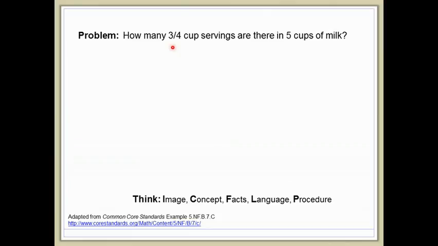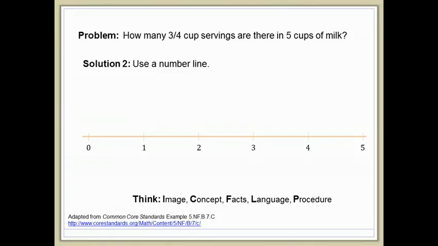So here's the problem again. How many 3/4 cup servings are there in 5 cups of milk? This time we'll use a number line. We'll represent our 5 cups of milk as the segment 0 to 5 on a number line. Because the servings are in quarter cups, 3/4 cups, we'll break the number line into segments of 1/4 each. This way, a single serving of 3/4 cups is represented as 3 of these segments, and we have 1 serving represented here.